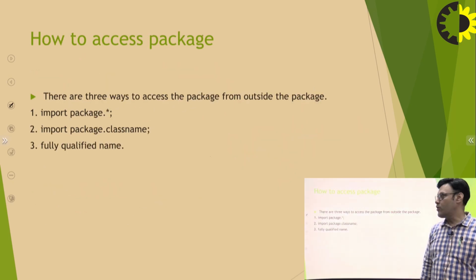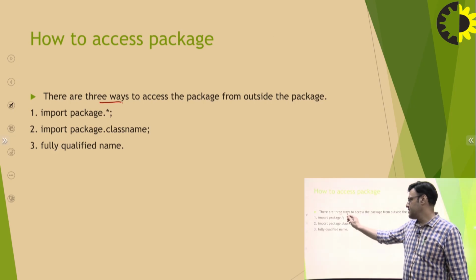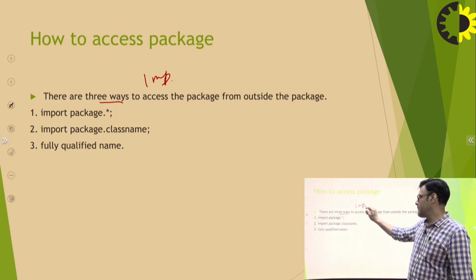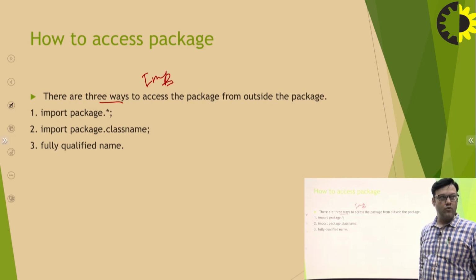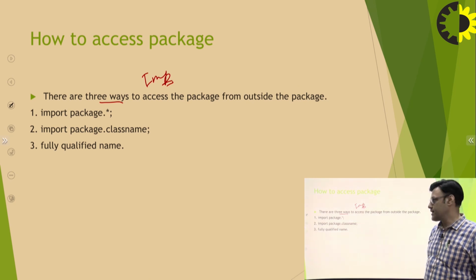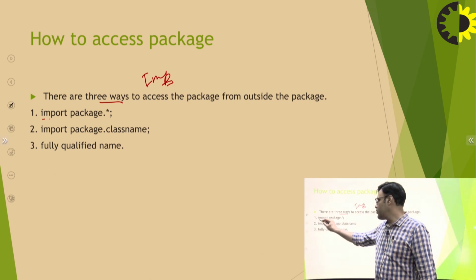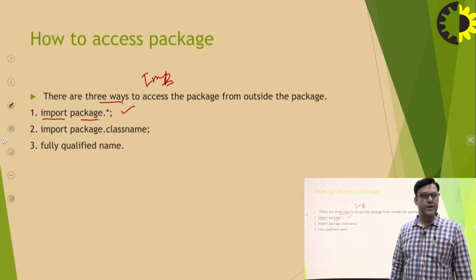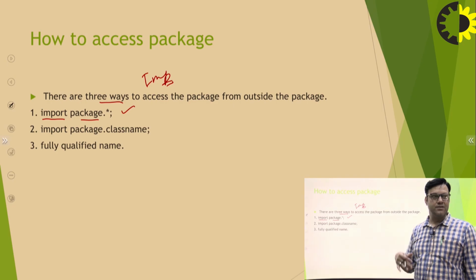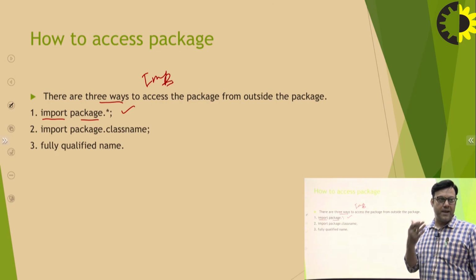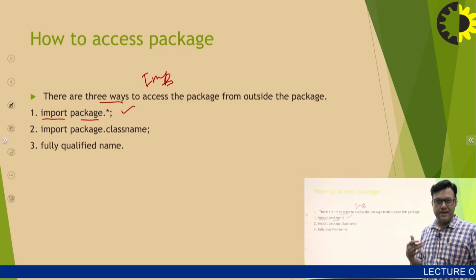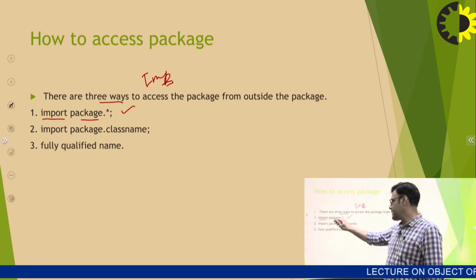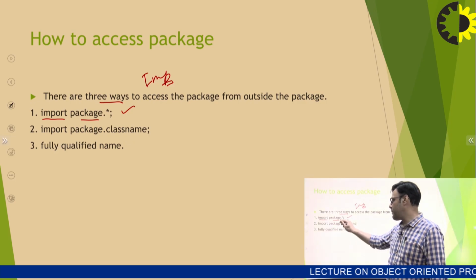Now, how to access a package? There are three ways. This is also important, keep it in mind. The question is always asked: how are we going to access a package? Number one is to use import package.* with the asterisk sign. Whenever we access classes and methods that are in that package, we use import package.*.